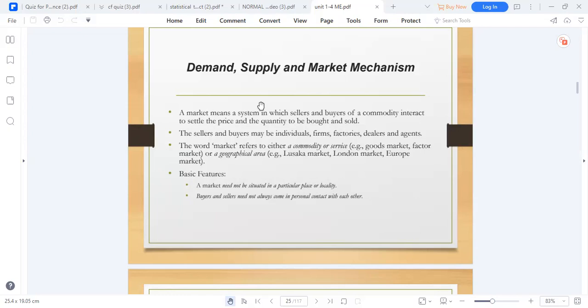And so the features of a market are such that a market need not be in a particular place or locality. Buyers and sellers need not always come in personal, physical form, like we are interacting now virtually. A market was created.